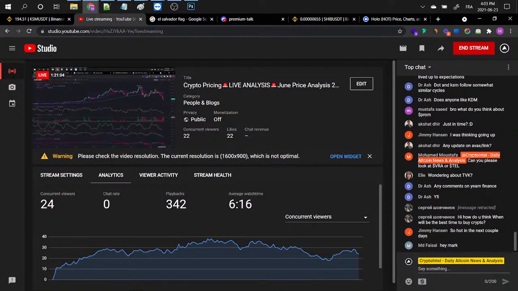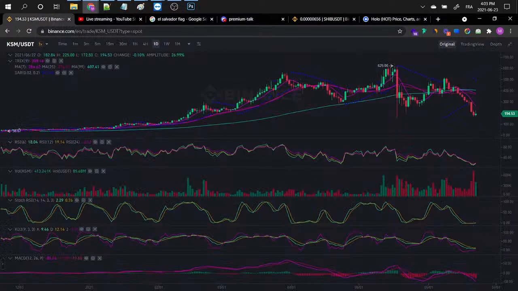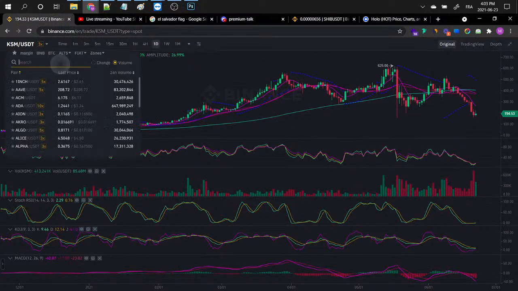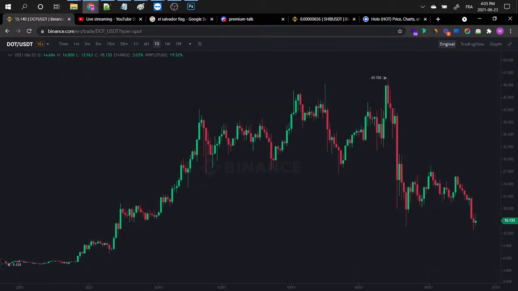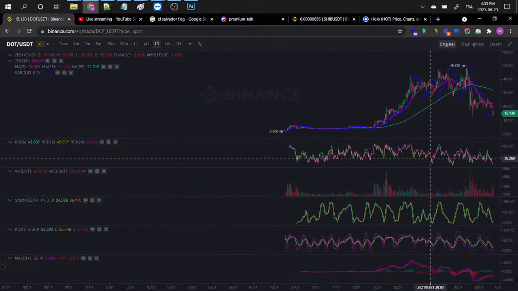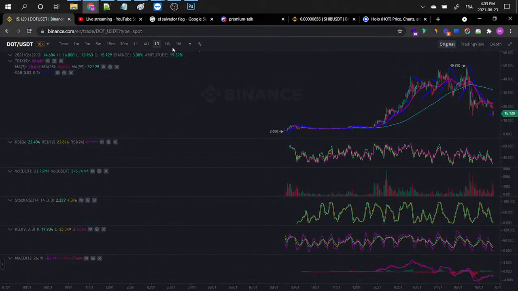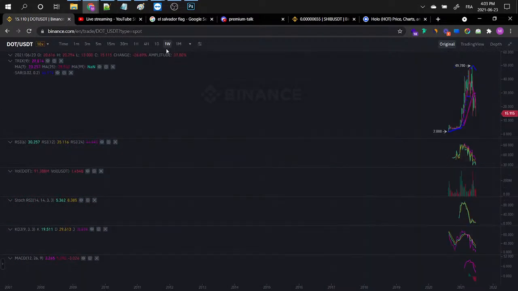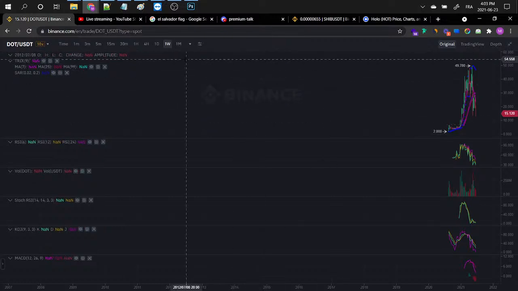Let's see here. And I think the latest one will be the DOT. So let's check out the Polkadot. All right, the DOT. Okay, so let's have a look at the Polkadot. Well, it's still not time. It's still not ripe for the taking.